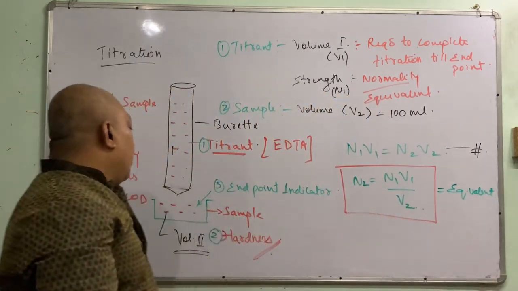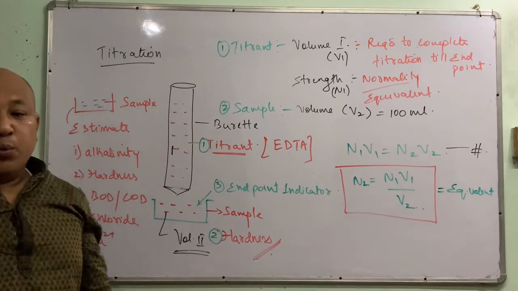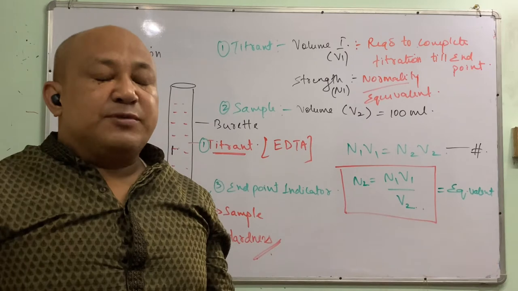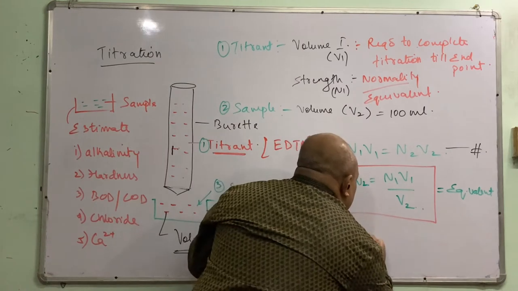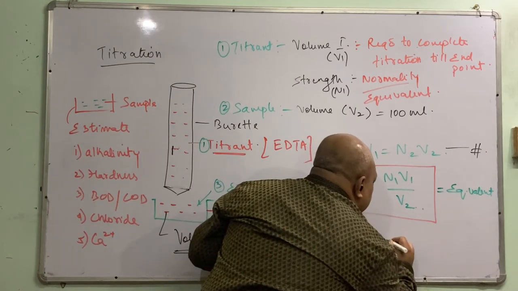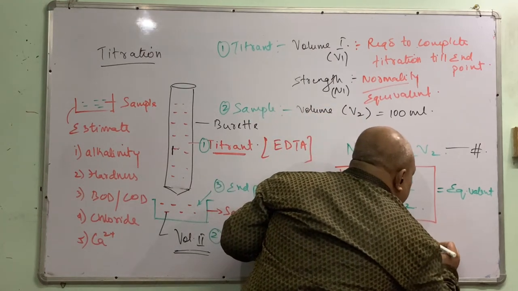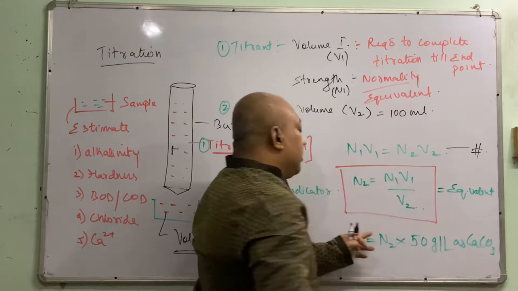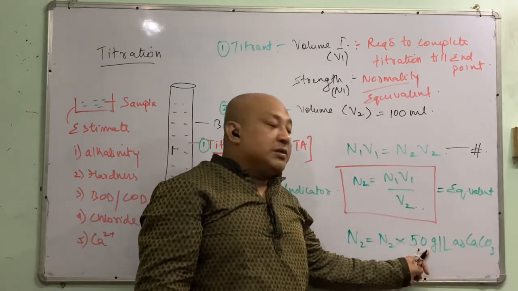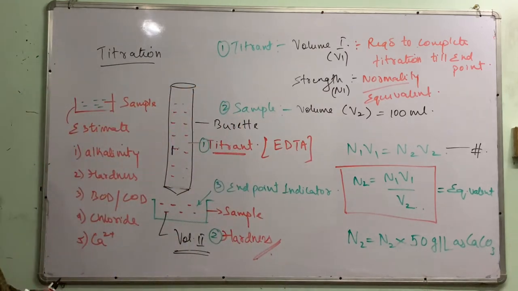Okay, so if you want to find, say for example, hardness. Hardness we know, we convert in terms of calcium carbonate. Therefore, what you get is N2, N2 into the one equivalent is 50 grams per liter as calcium carbonate. So whatever equivalent you get, you multiply by the equivalent weight, and you will get the calcium carbonate. Okay, so this is the basic fundamental of this one. Let me give you just another example.